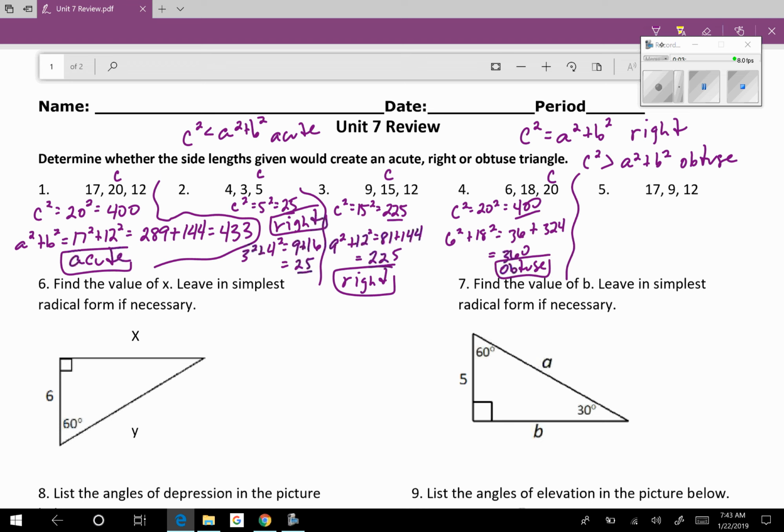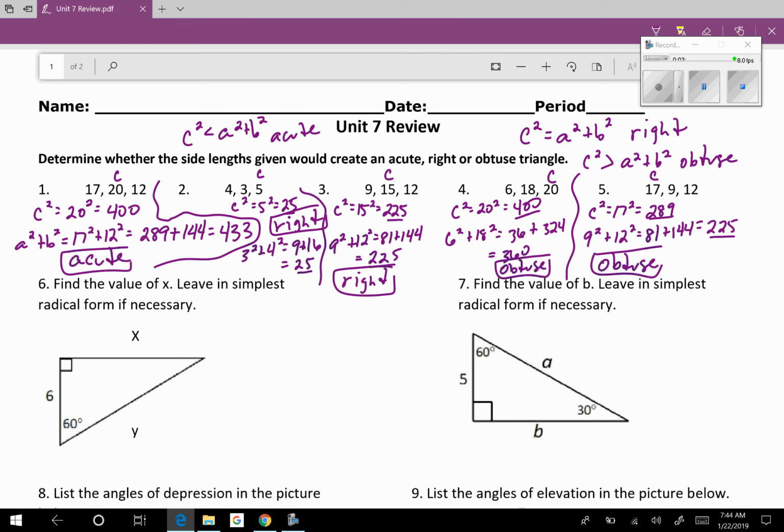Okay, and our last one, c is going to be 17, so c squared is 17 squared, and so that's 289. We calculated that from earlier. So we do 9 squared plus 12 squared, so that's 81 plus 144, which gave us 225. So c squared is 289, a squared plus b squared is 225. So c squared is larger, so it is also obtuse.